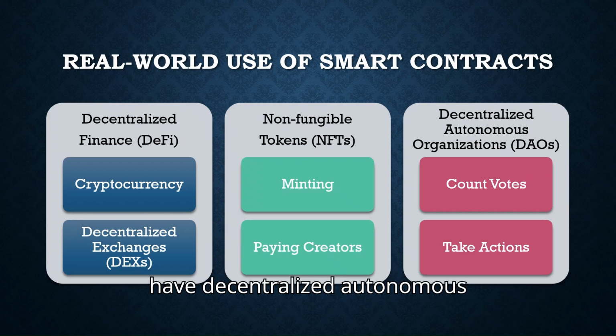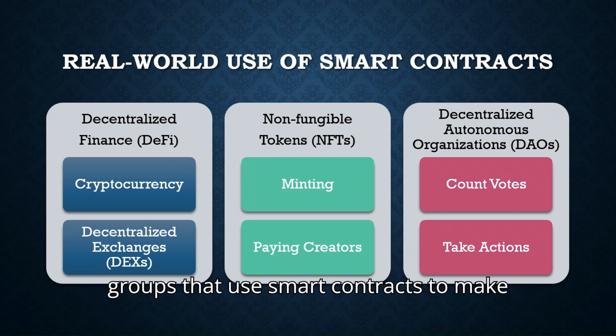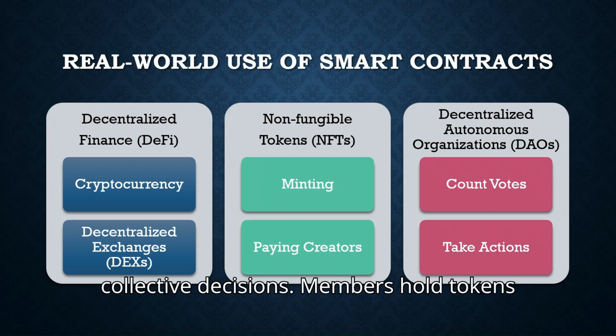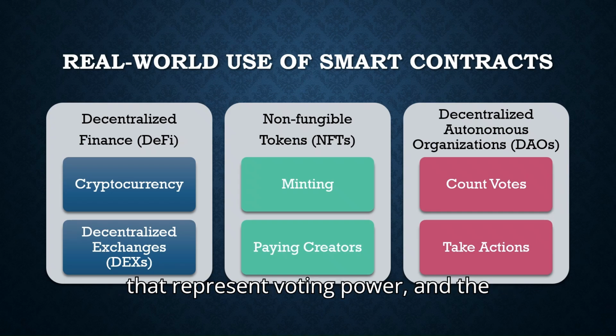We also have decentralized autonomous organizations, or DAOs. These are groups that use smart contracts to make collective decisions. Members hold tokens that represent voting power, and the smart contract automatically counts votes and carries out the group's choices. It's governance without the traditional management structure.